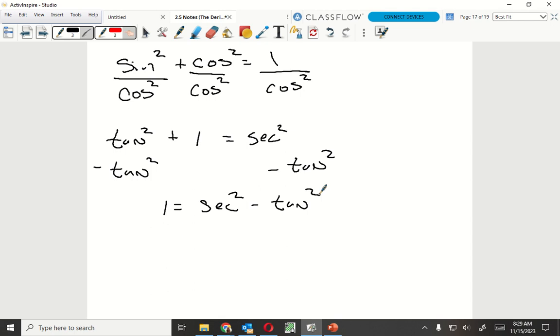So is there a way that I can actually make it into a secant plus tangent? If I multiply everything by -1, would that help? Why no? Because if I multiply by -1, that means I would have a -1 out here equals negative secant squared plus tangent squared. It doesn't really help me, does it? No. It just changed where the negative was.